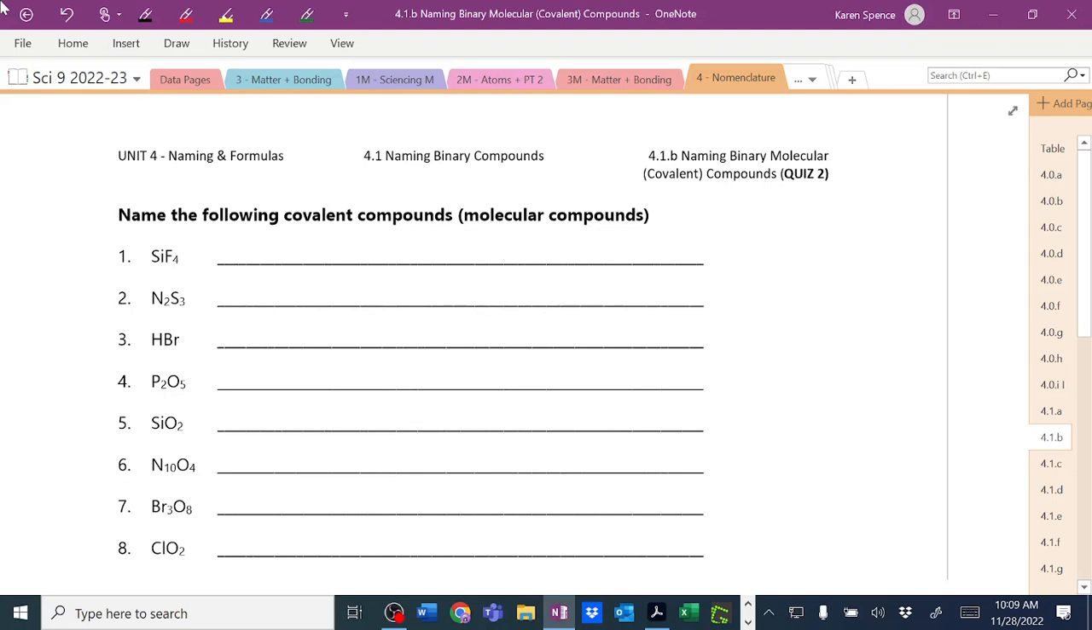Hang on a second. Were you wanting to do quiz number 2? When you wrote this, did you mean to write quiz number 2? Because you wrote quiz number 1B. Oh. So these are all going to be ionic and they don't need prefixes. I think, because you'd already done quiz number 1, you meant to do quiz number 2. So you would want to do quiz number 2 instead of this one. Okay?